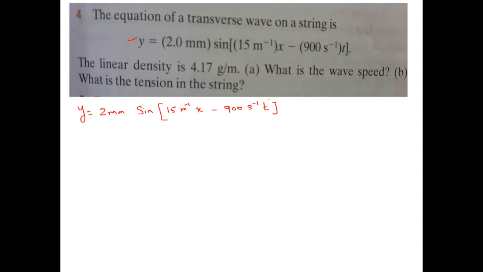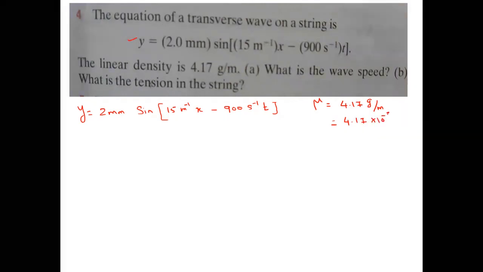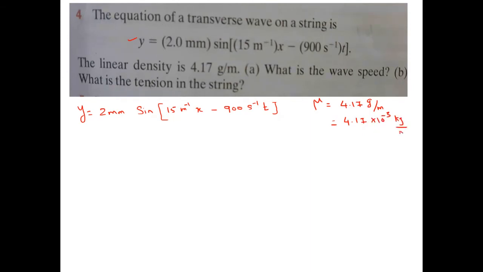And what else is given? The linear density value is given. What is linear density? Mu. So the mu value is given as 4.17 gram per meter. When you are about to do these things, you have to convert this value in terms of kilogram. If you convert it to kilogram, what will you get? 4.17 multiplied by 10 to the power of minus 3 kilogram per meter. Am I right? We converted the gram to kilogram, so we just multiplied by 10 to the power of minus 3.